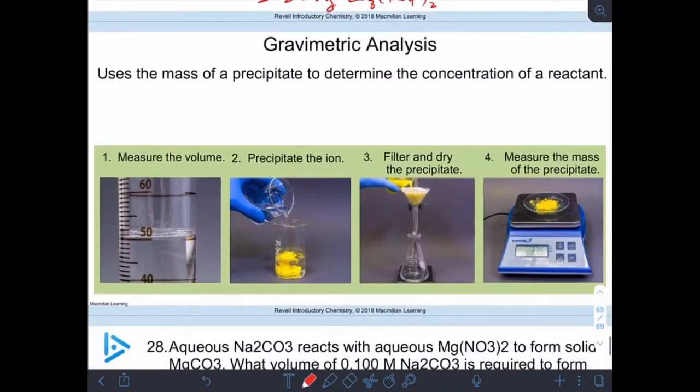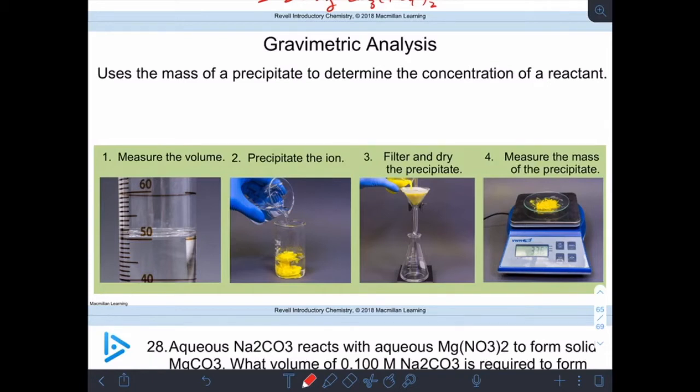So this next thing is called gravimetric analysis. Basically what it does is we start with two liquids, two solutions, and when we put them together, we get a solid. Okay, this is a precipitation reaction. And what we can do is collect that solid, dry it, and measure its mass on the balance, and that will tell us some information about how much of each component there was to start with.